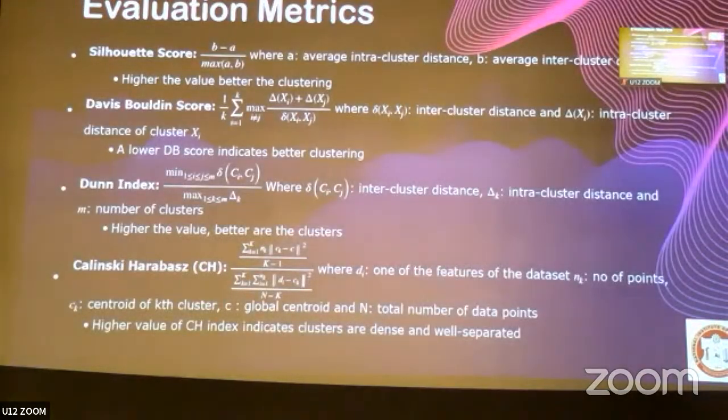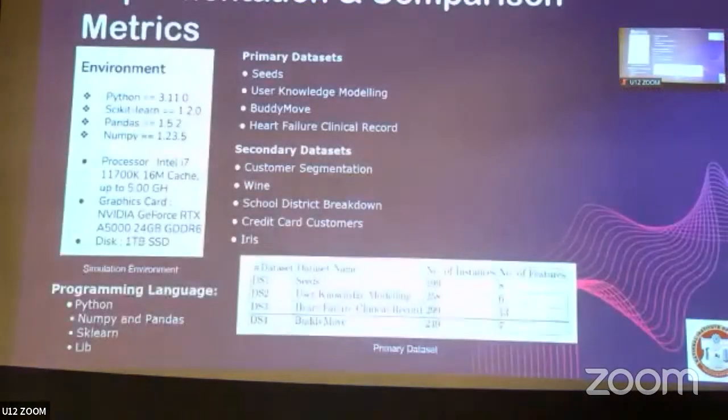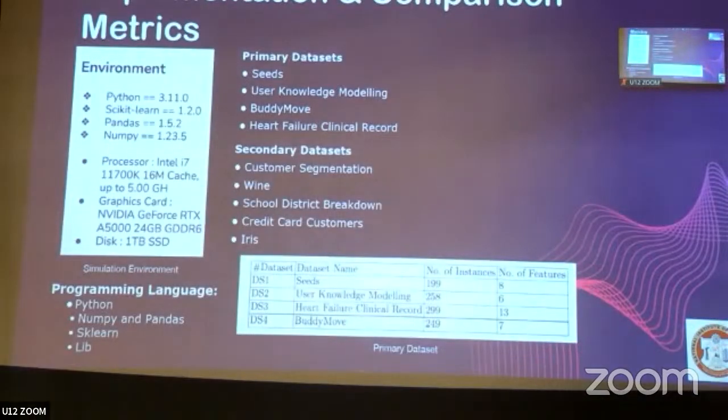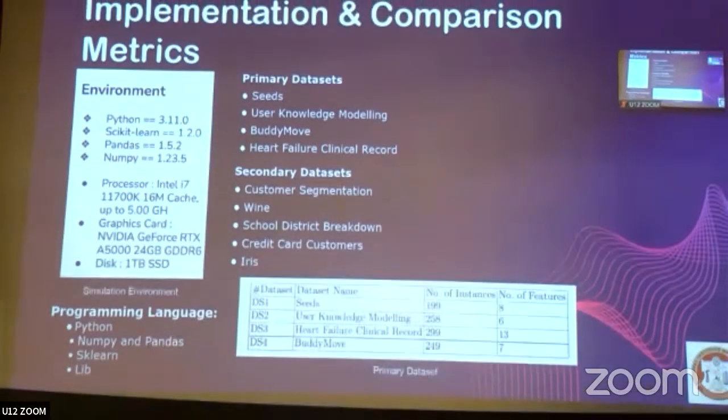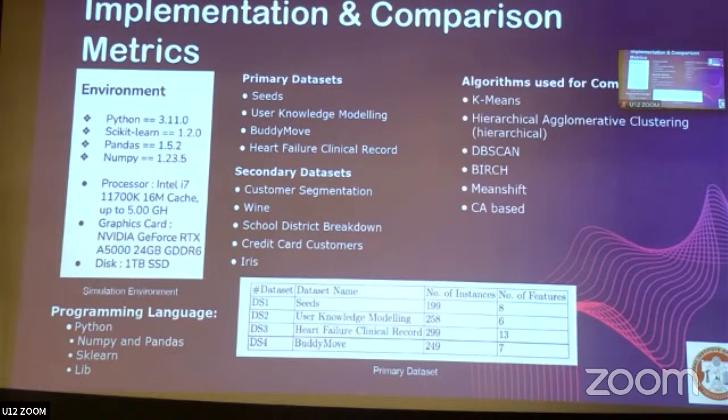These are the evaluation metrics that we have used in our work, and this is the implementation setup. In this particular presentation, I'm going to show the results of the four primary datasets only. And we are going to use k-means, hierarchical, DBSCAN, WARD, mean shift, and one particular CA-based algorithm, which is based on binary CA, for comparing the results of the encoding techniques.